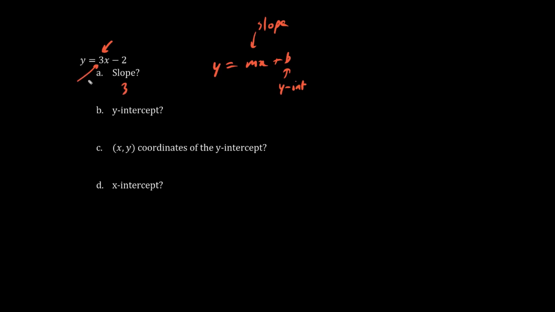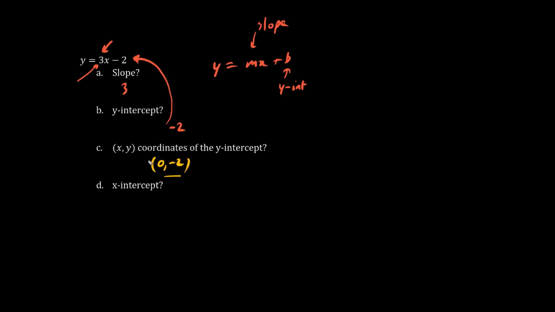It's right in front of the x, the coefficient. Whereas the y-intercept is this constant here. It's -2. Now when we say the y-intercept is -2, it also implies that the opposite of y, which is x, is 0.